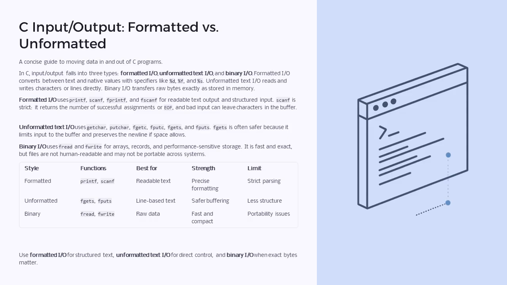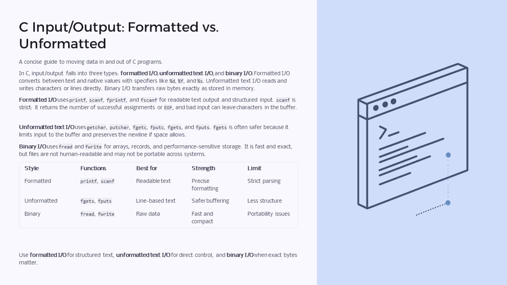Good morning everyone. In today's session we will learn about C input and output. So we will see how we can give inputs in a C program, and for those inputs how we can generate outputs. Generally input and output is divided into three types: formatted, unformatted and binary. So let's look into how it works.